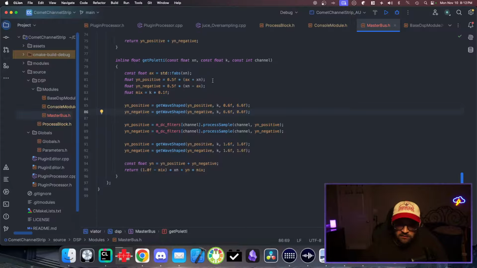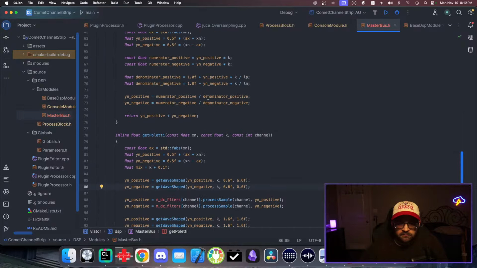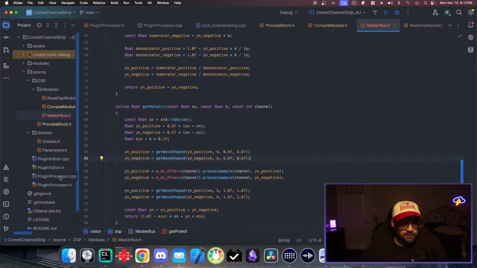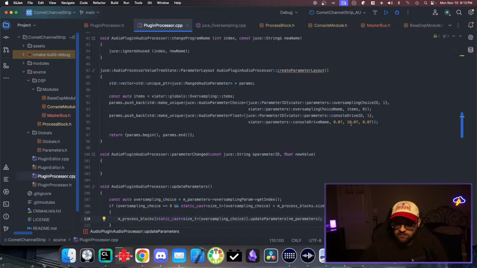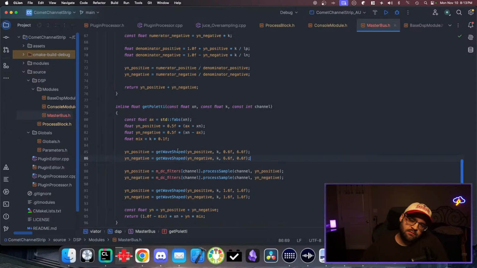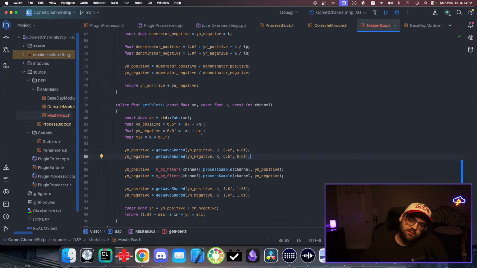Let's think about this mix part. How can we make this not break? Because if we go into the processor and we change this amount from 10 to something else, we are going to have a problem. Well, I guess you could say that about anything.